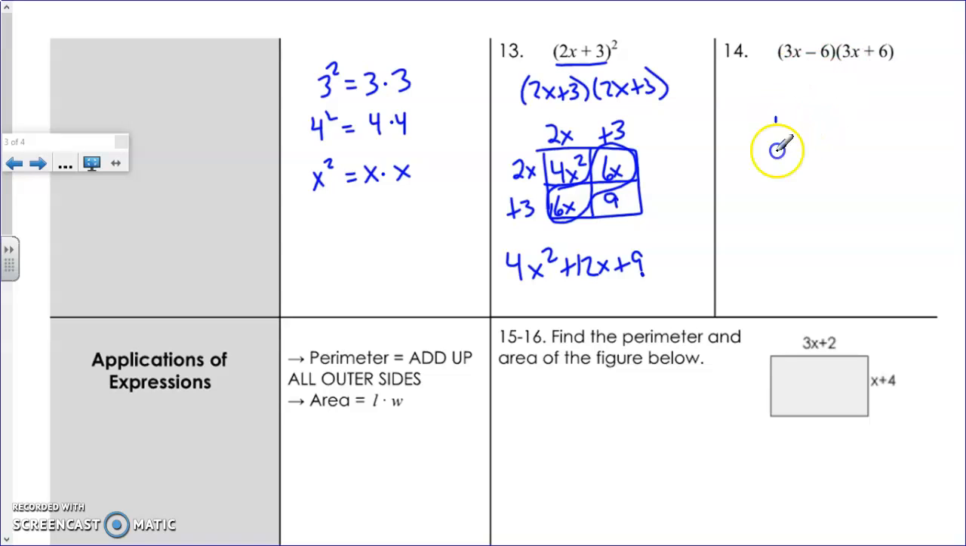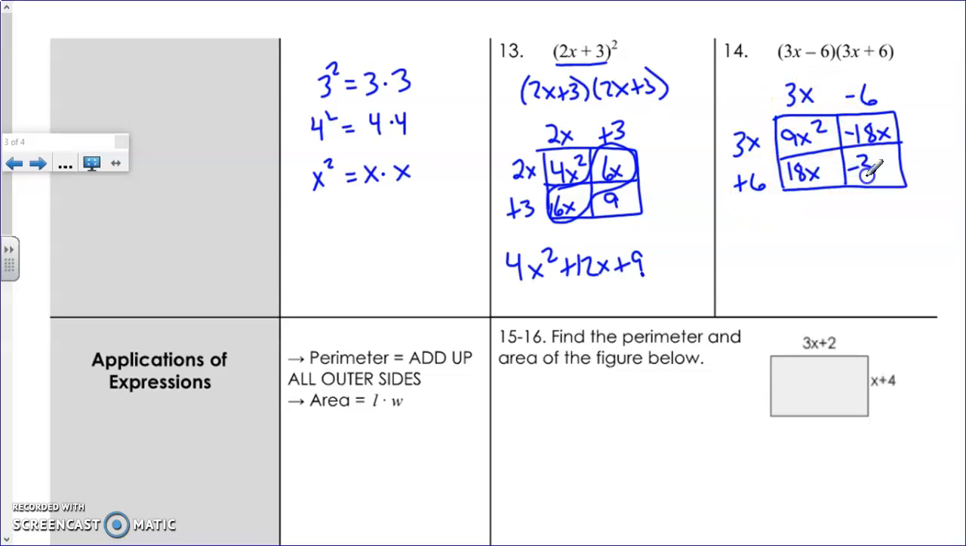Okay, here, again, I can use my box method. So I get 3x minus 6, 3x plus 6. 3 times 3 is 9x squared. 3x times negative 6 is negative 18x. 6 times 3x is 18x. And negative 36. Okay, again, these are my like terms. Most of the time they'll be across from each other. The 9x squared does not have one. 18 minus 18 is 0, so that cancels out. Minus 36. And so that's complete there.